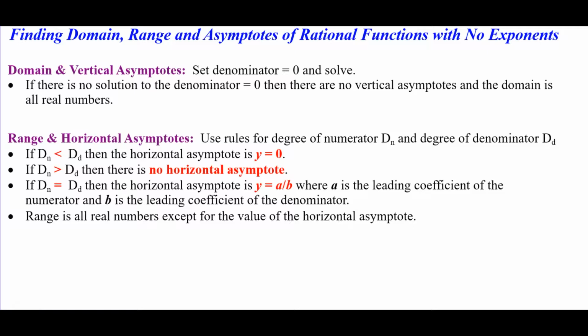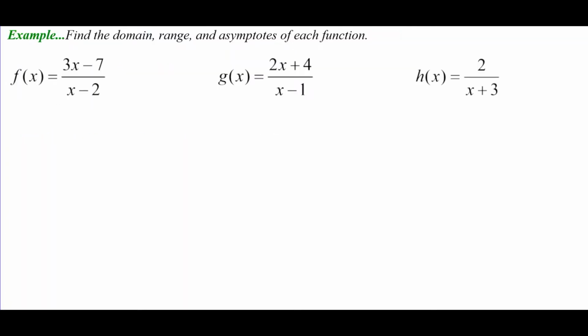So looking at some examples. For this f of x, the first thing we're going to do is take the denominator, set it equal to 0, so x minus 2 equals 0, so x equals 2. So that's the number where my vertical asymptote is, and it is the number that I have to remove from my domain. So my domain is going to be all numbers except 2, so negative infinity to 2, and then 2 to infinity. My vertical asymptote then is going to be at x equals 2.